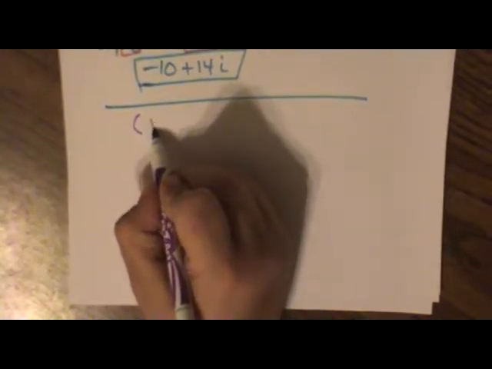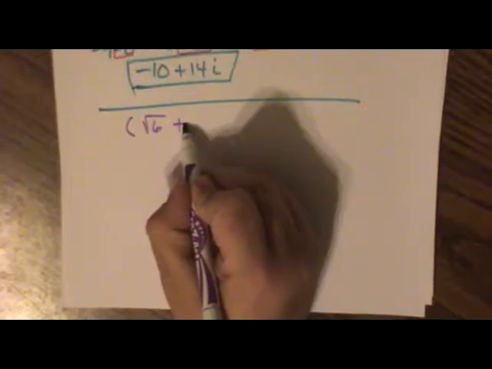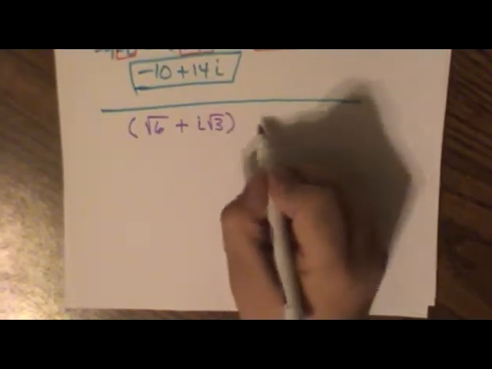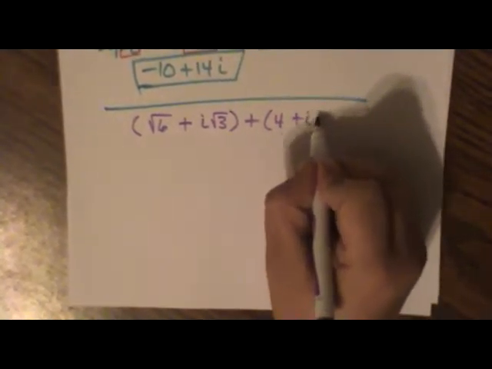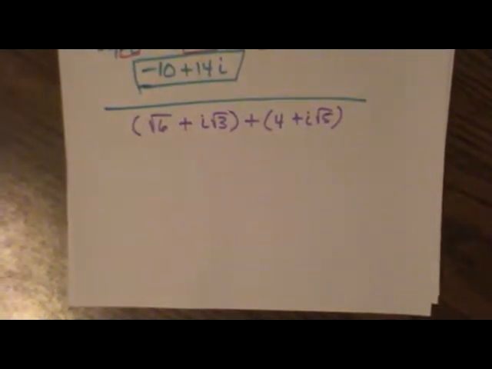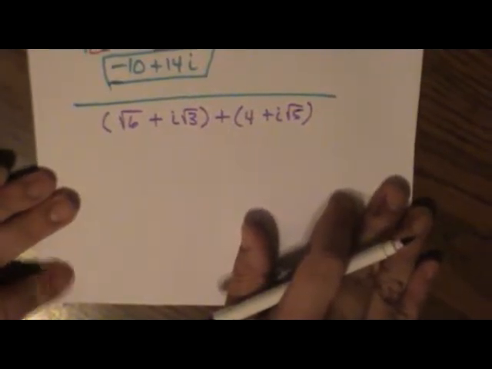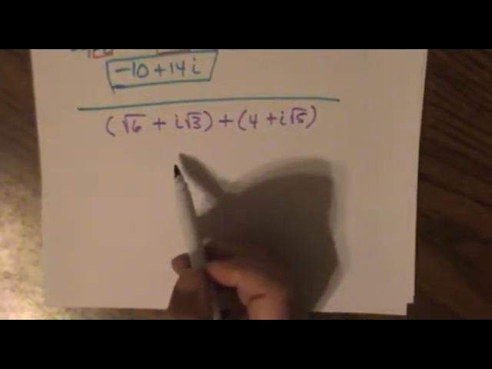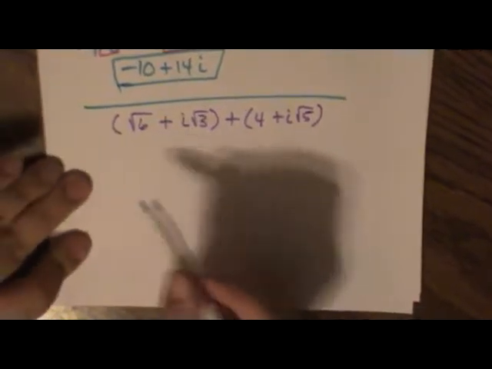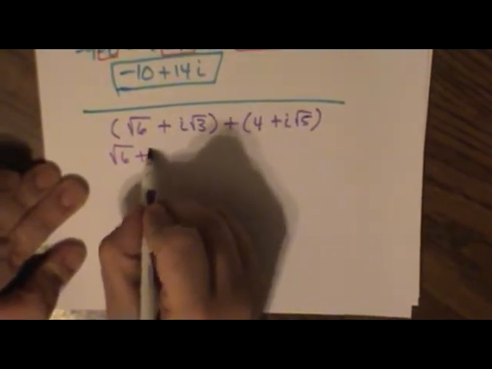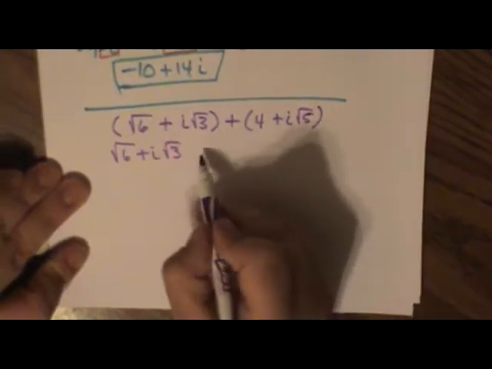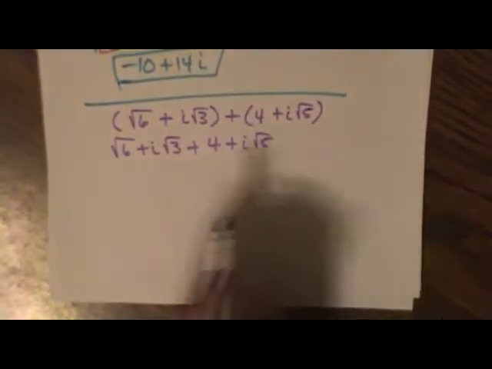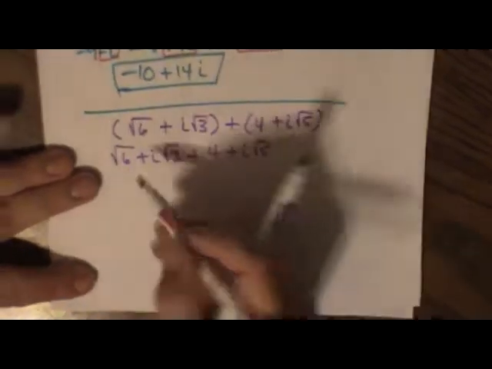Okay, let's try this one. Square root of 6 plus i square root of 3 plus 4 plus i square root of 5. Again, we can't do anything inside because they're different terms, so we look outside. They're both positive, so we could just rewrite this without the grouping symbols because the positive ones multiplied through will not change anything inside. So now we have to identify what's real and what's imaginary.